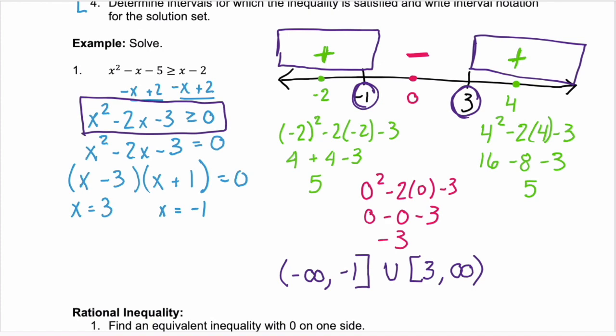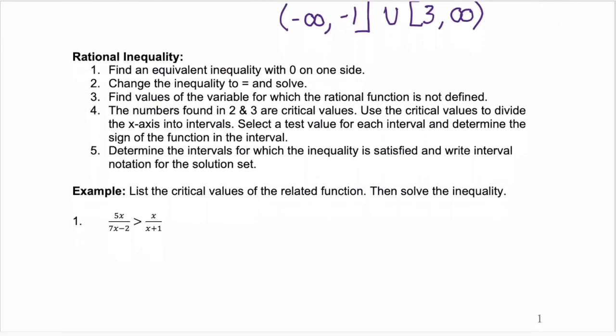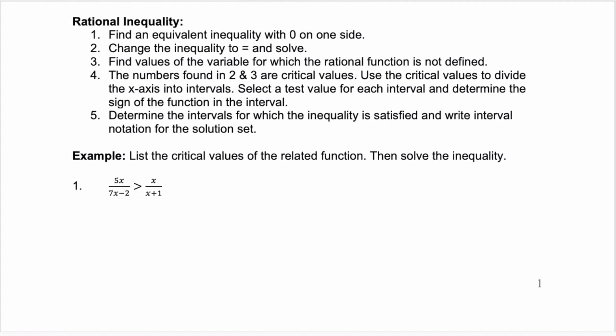See, that wasn't too bad. Now let's look at an example of a rational inequality. Remember that a rational expression is one that's in fraction form. And with this example, we're going to follow these 5 steps. So just like the polynomial inequality, we first need to find an equivalent inequality with 0 on one side. So we'll subtract x over x plus 1 from both sides to get 5x over 7x minus 2 minus x over x plus 1, and that's greater than 0.